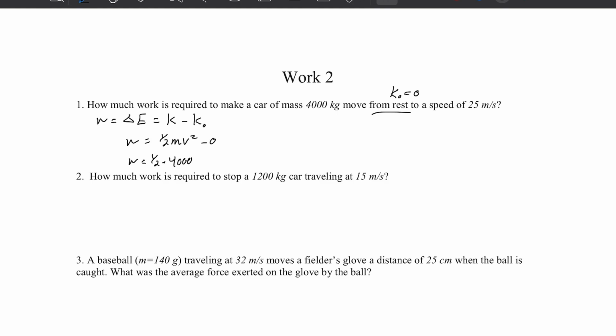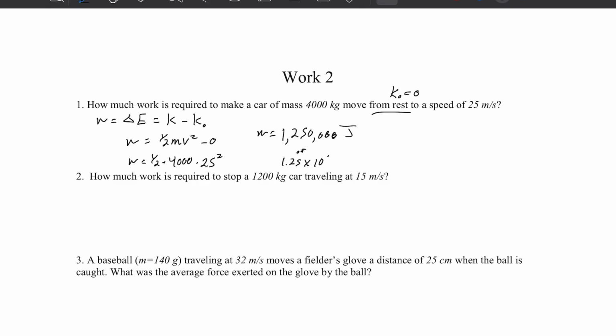The final kinetic energy is 1/2 mv squared, 1/2 times 4,000 times 25 squared minus 0 because the initial was 0. So we would take 1/2 of 4,000, which is 2,000, and multiply that by 25 squared. Run this through my calculator. We'll get an answer in joules because the unit of work is joules. We got 1,250,000 joules.